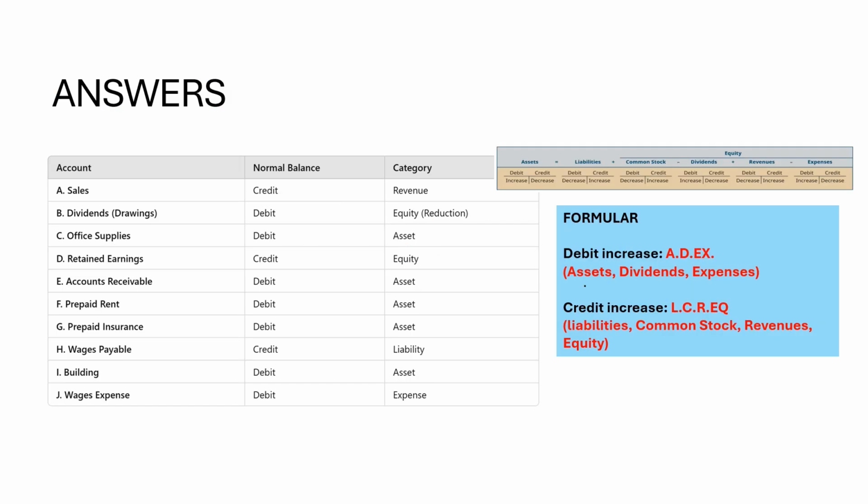Here are the answers. Asset, dividends, and expense, their normal balance is debit. And liability, capital, and revenue, their normal balance is credit, which is listed in this blue box. So we mentioned the retained earnings. Retained earnings are equity. So equity increases on the credit side. Therefore, credit is the normal balance for retained earnings.